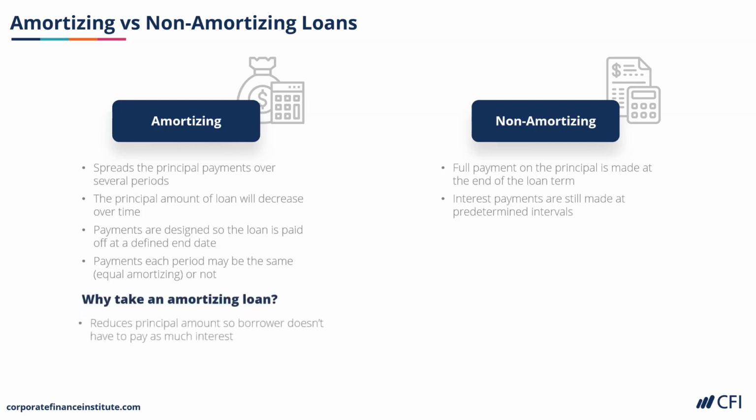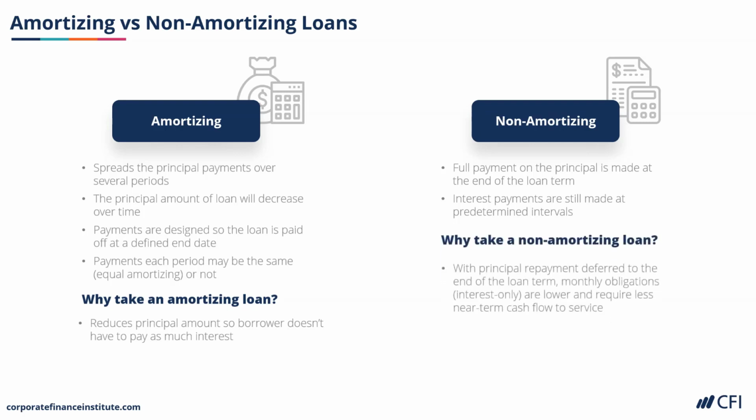So why would you take a non-amortizing loan? Well, it reduces the principal amount so the borrower doesn't have to pay as much interest over the life of the loan. If you were to add up the total interest expense for an amortizing loan, it would be less than the total interest expense for a non-amortizing loan. So why would you take a non-amortizing loan then? Well, even though you will pay more interest, the payments that you make along the way will be smaller because you will not be repaying any principal. You will only be paying the interest, so you can conserve cash until the end or maturity of the loan.